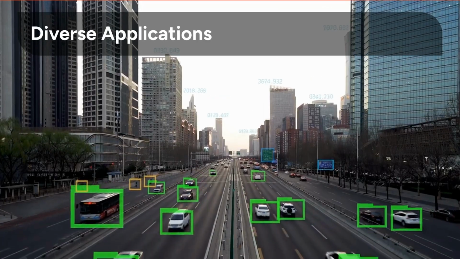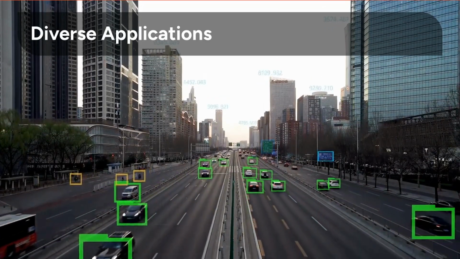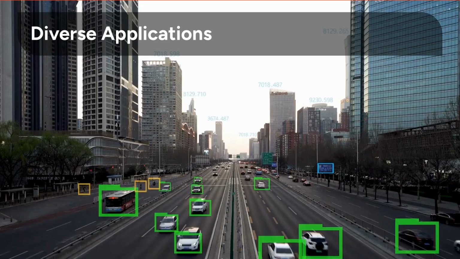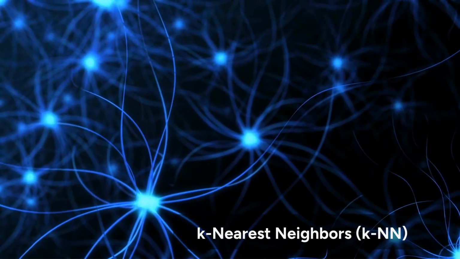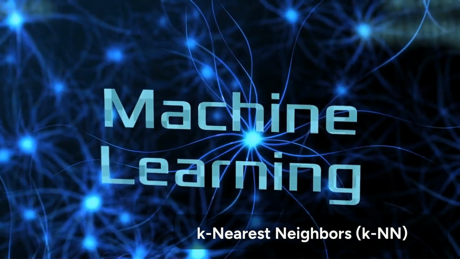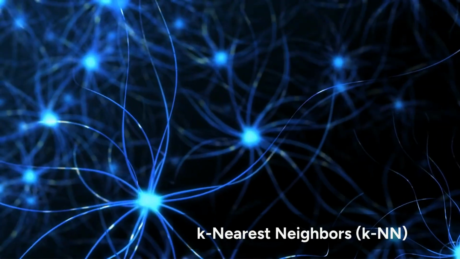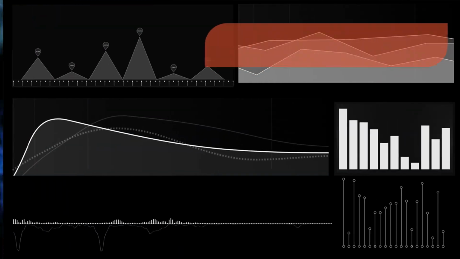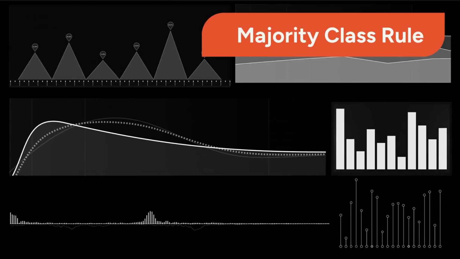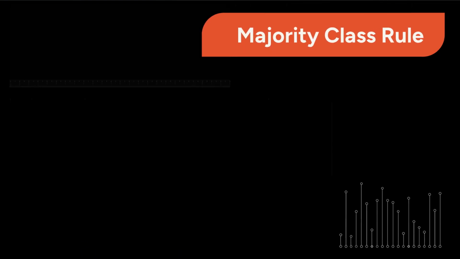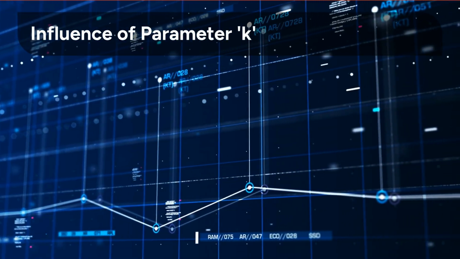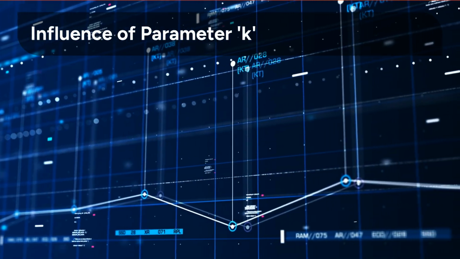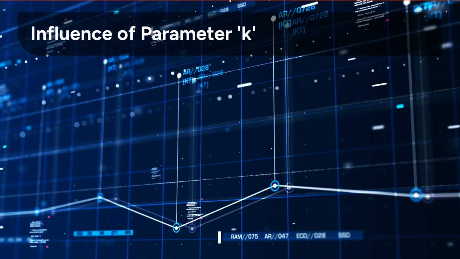They are used in computer vision for facial recognition, in recommendation systems for predicting preferences, and even in genetic data analysis. The K-nearest neighbors algorithm, or KNN, is the most common variation, and it's both simple and highly intuitive. KNN classifies objects based on the majority class among their "nearest neighbors." The parameter K determines how many neighbors are considered, and this choice directly impacts the algorithm's performance and decision boundaries.